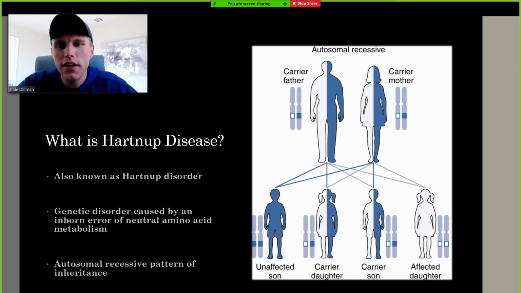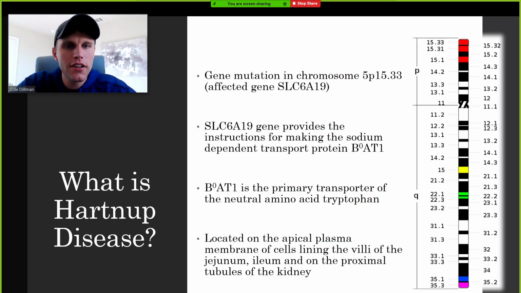Well, it's also known as Hartnup disorder, and it's a genetic disorder caused by an inborn error of neutral amino acid metabolism. And just like many other conditions that we have talked about in this class, it follows an autosomal recessive pattern of inheritance. Now, what exactly causes Hartnup disease? Well, it's a gene mutation in chromosome 5 within section p15.33. You can see it at the very tip of chromosome 5 there to the right.